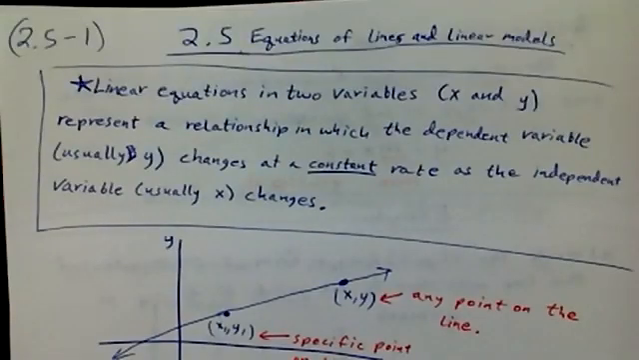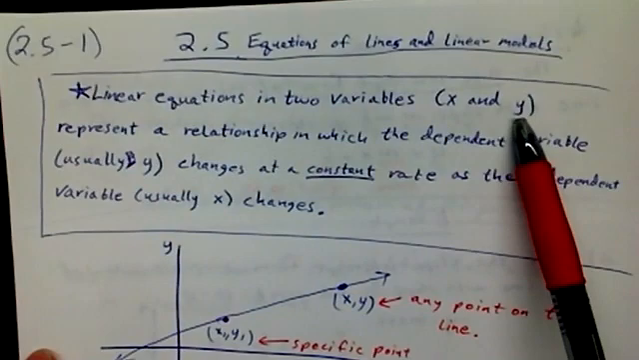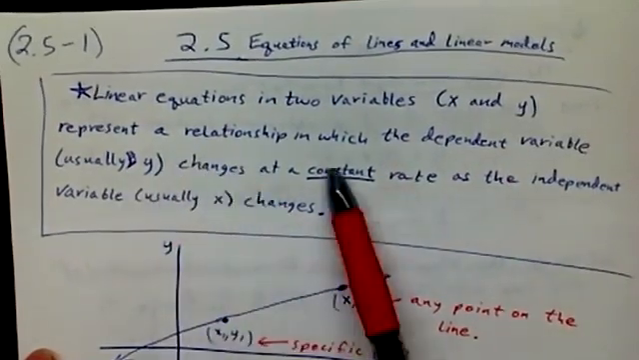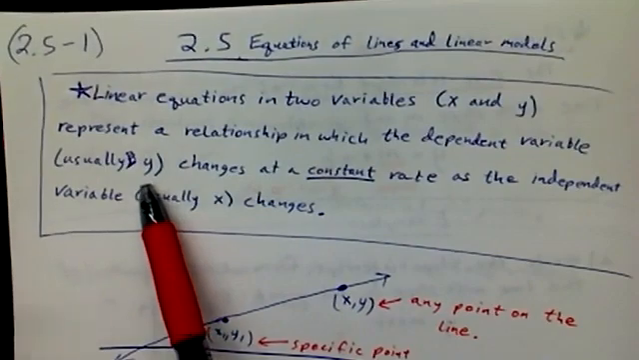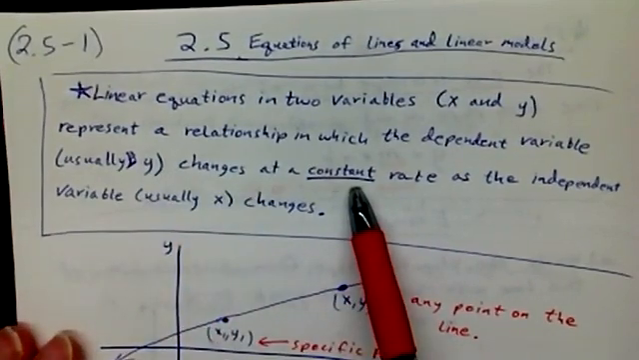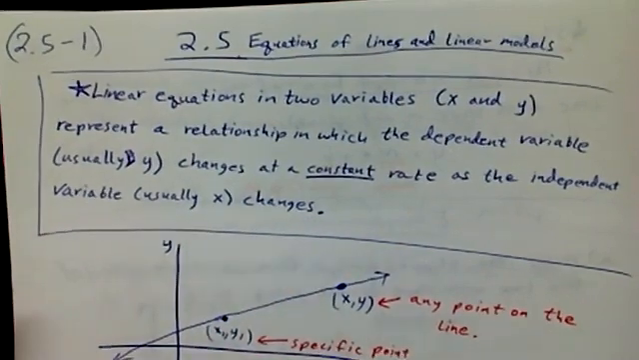Okay, guys, 2.5, equations of lines and linear models. I want to start with a definition of linear equations in two variables with x and y. They represent a relationship in which the dependent variable, usually y, depends on x and changes at a constant rate as the independent variable, which is usually our x, changes.